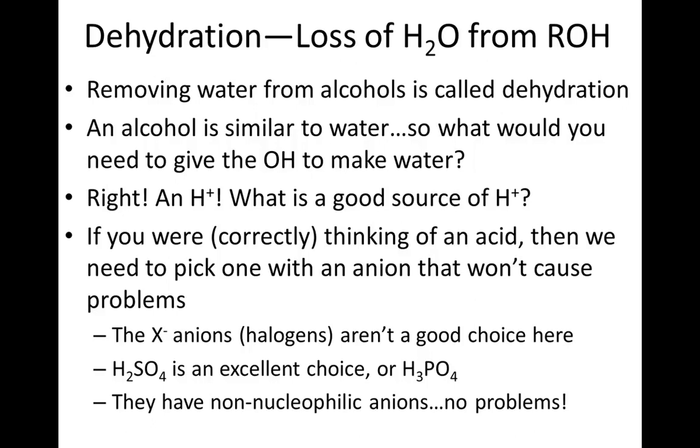Sulfuric acid is a good choice, or phosphoric acid, because their anions are not going to do anything. They're not going to cause any side reactions, any other possible outcomes. We say that their anions are non-nucleophilic. And as I said, we'll get more into details about what that really means in another chapter. But either one of those is a good choice. And in industry, they use both of those, sulfuric acid or phosphoric acid, either one. And either one would work fine in a lab as well.